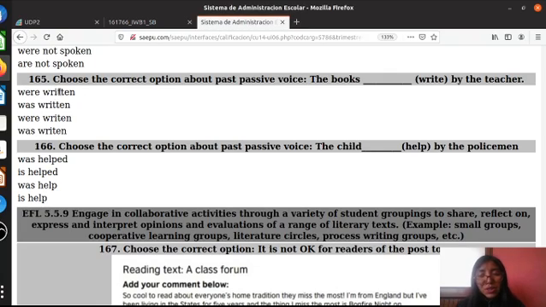So pay attention to the spelling of the verb also. También tiene que poner atención a la escritura del verbo, ¿no es cierto? Identificar cuál es la forma correcta.